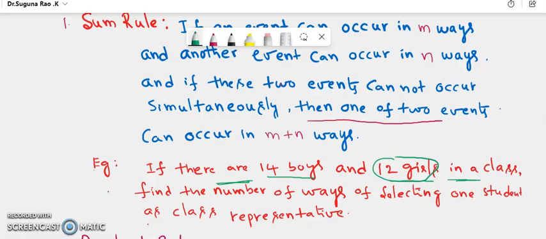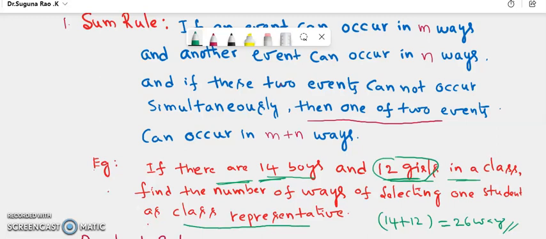By using the sum rule, one event can be done in 14 ways and another event can be done in 12 ways. These two events cannot occur simultaneously. Then one of the two events can occur in 14 plus 12 ways, which equals 26 ways. In 26 ways, we can select one student as class representative.